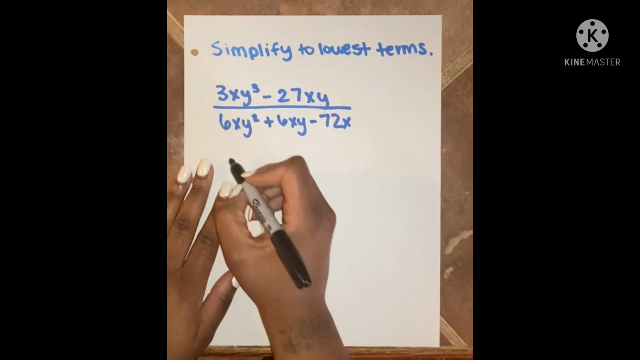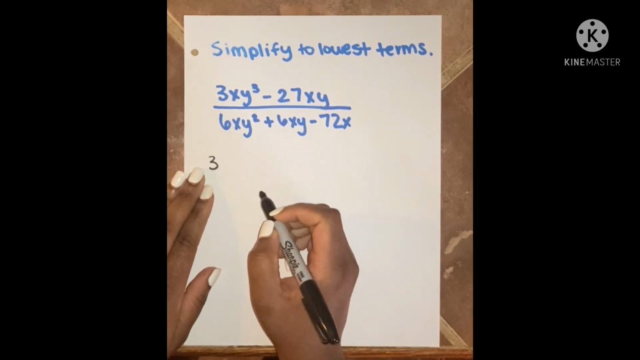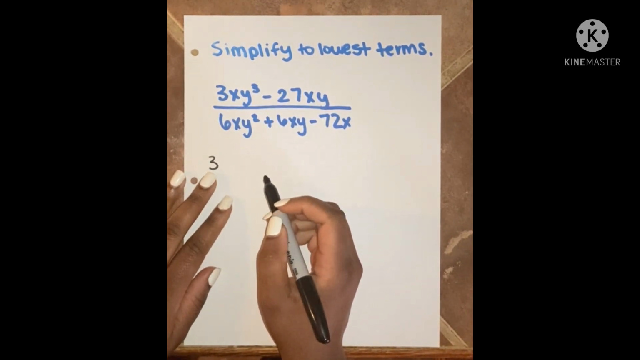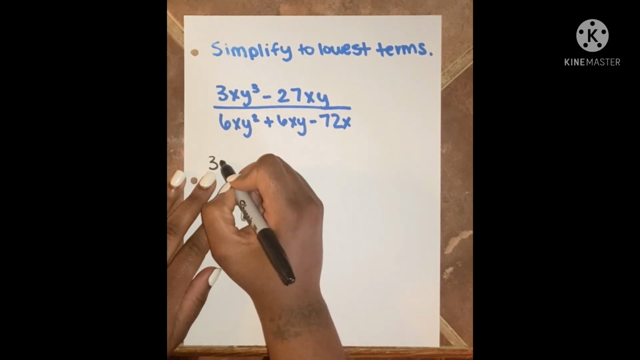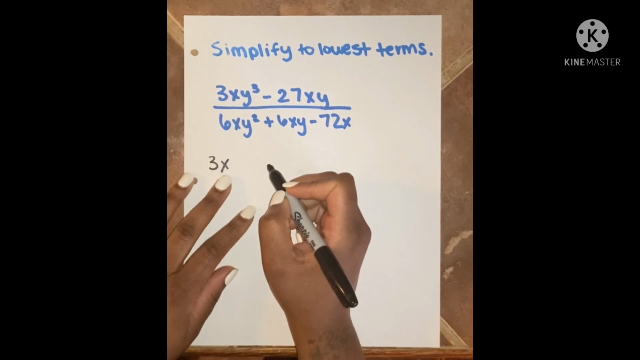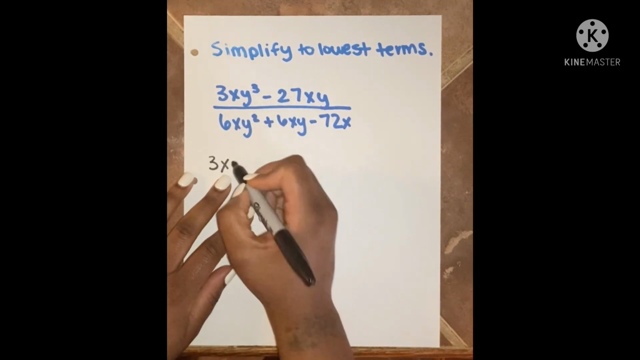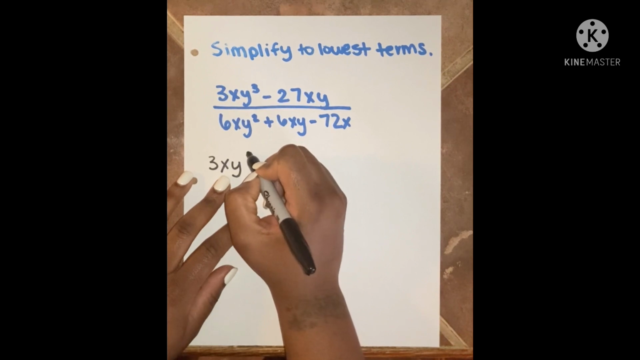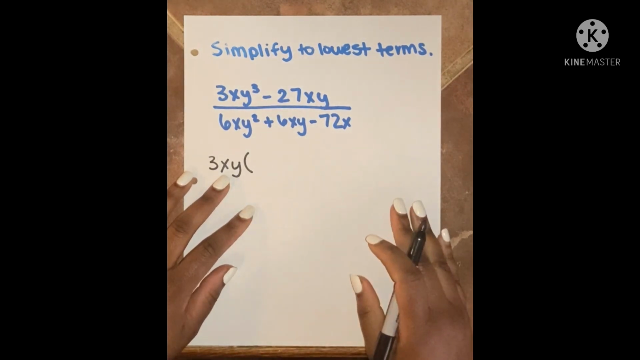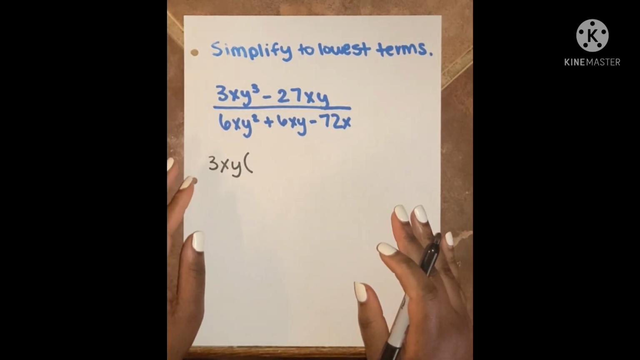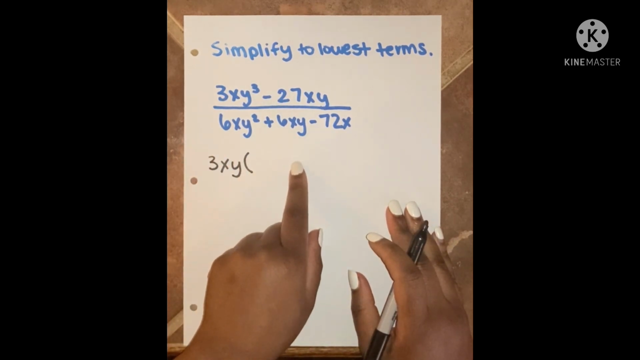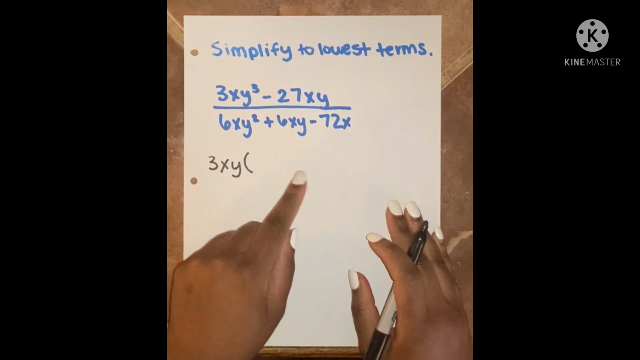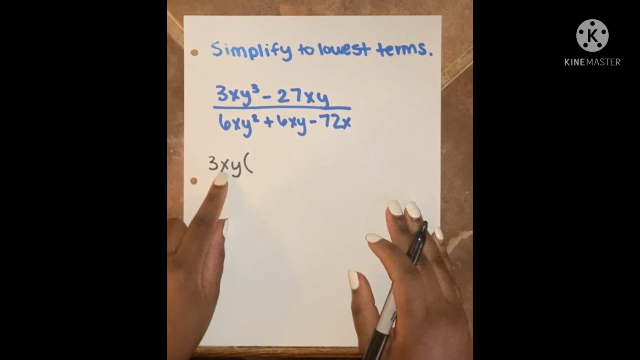So we're going to pull a 3 out in our numerator, and we have at least one X in the first term and in the second term. So I'm going to add that, and we have at least one Y in both terms. So I'm going to include the Y. Now we open our parentheses. So at this point of our problem, we need to find out what is it that we can put inside this parentheses that will multiply by 3xy to give us our numerator.